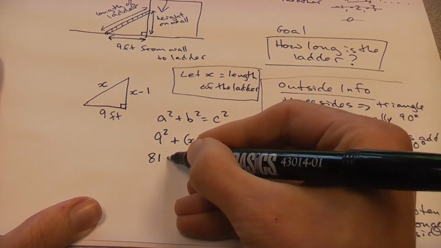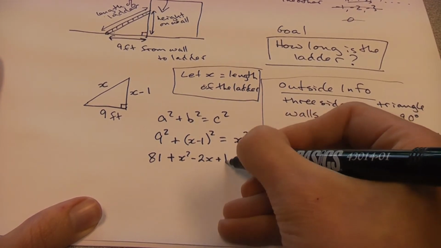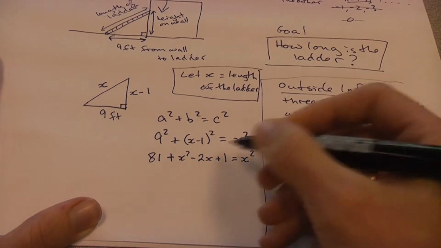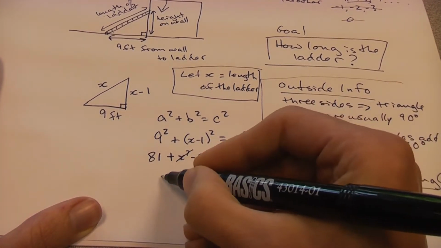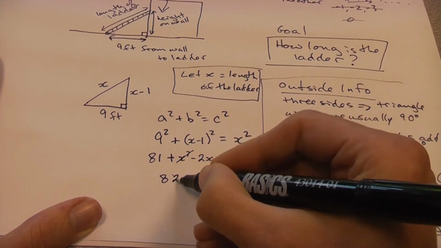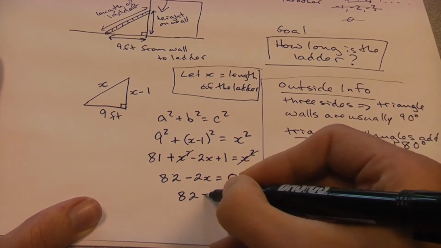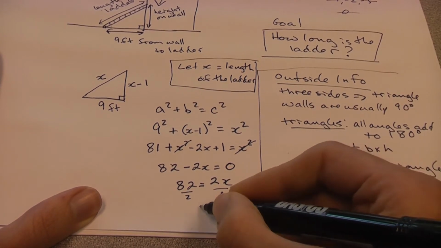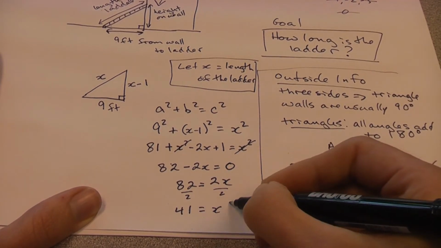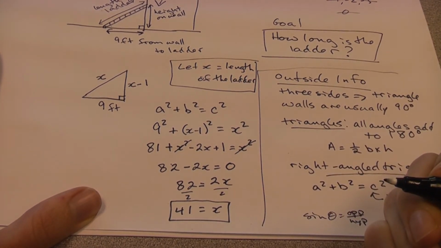9 squared is 81, plus, if I expand this out, x squared minus 2x plus 1 equals x squared. Subtract x squared from both sides. These guys cancel. We have 81 plus 1, which is 82, minus 2x equals 0. 82 equals 2x, divide by 2, so we end up with x equals 41. And now I've finished the make a plan and take action phase of SRL problem solving.